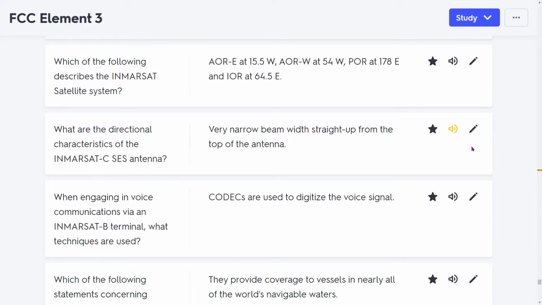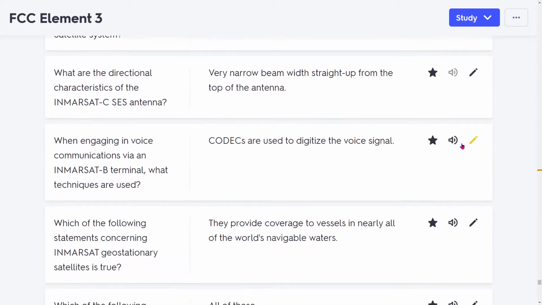What are the directional characteristics of the Inmarsat CSES antenna? Very narrow beam width straight up from the top of the antenna. When engaging in voice communications via an Inmarsat B terminal, what techniques are used? Codecs are used to digitize the voice signal.